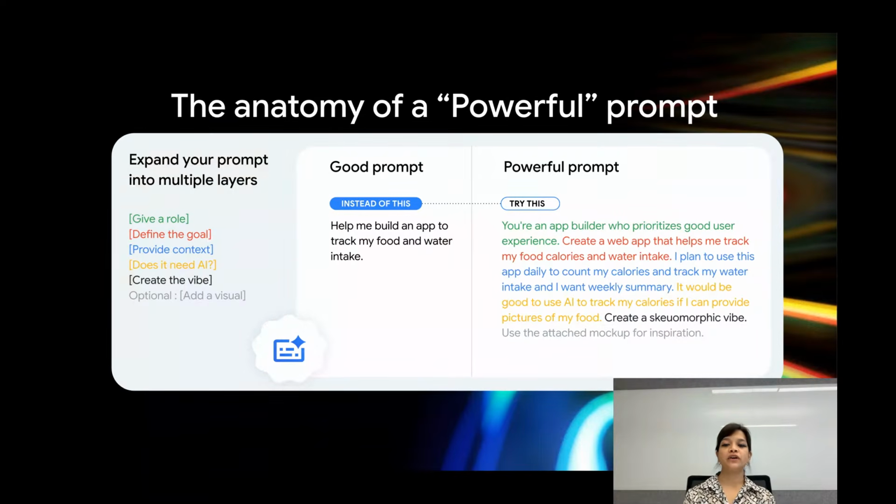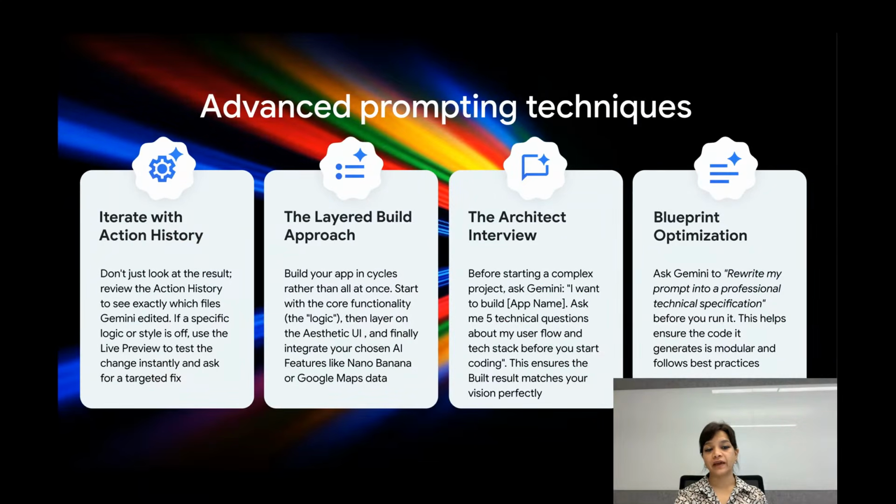And finally, you're giving a vibe, a theme, a color system, or a color scheme, and then you're giving use the attached mockup for inspiration. This is as a visual reference. So that is a powerful prompt. Now there is minimal gap between what you intend to build and what the AI builds for you. So that's why it's always great to get started like that.